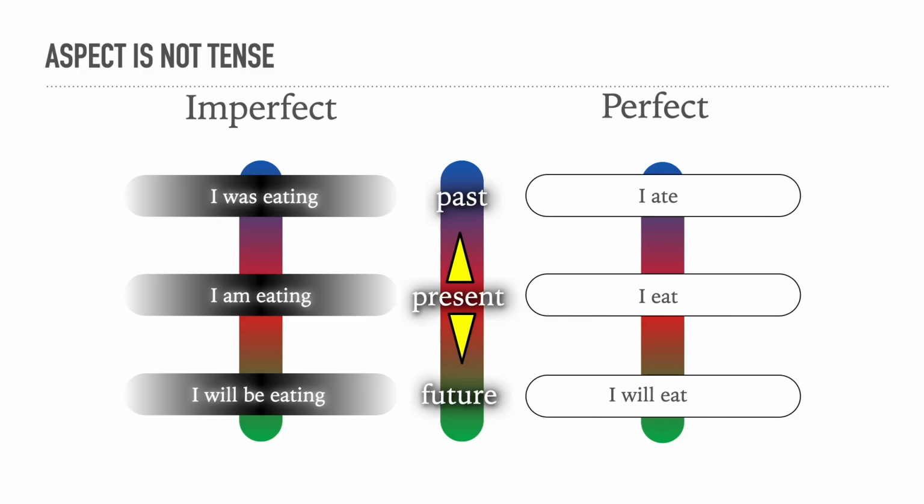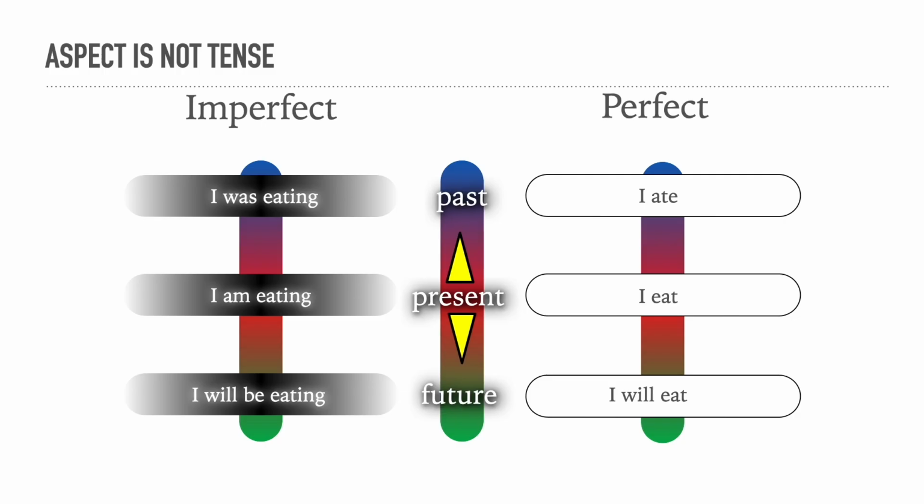But importantly, aspect is not tense. If we have the sentences "I was eating" and "I ate," they are both in the past tense, but one is imperfective and one is perfective. Similarly, "I am eating" and "I eat" are both in the present, but they are different in their aspect, and "I will be eating" and "I will eat" are both in the future, but have different aspect.